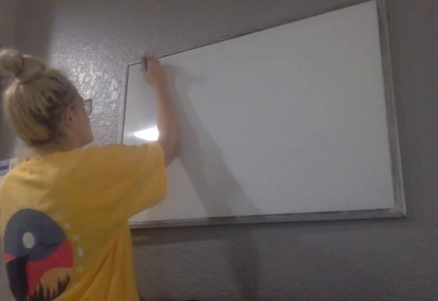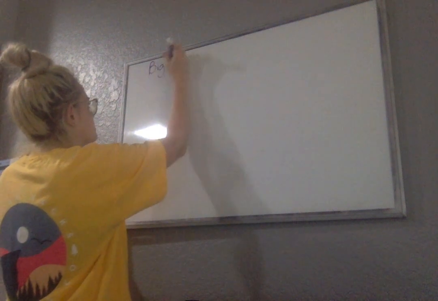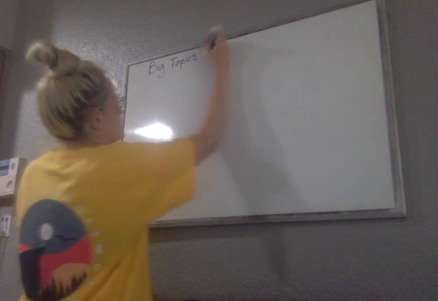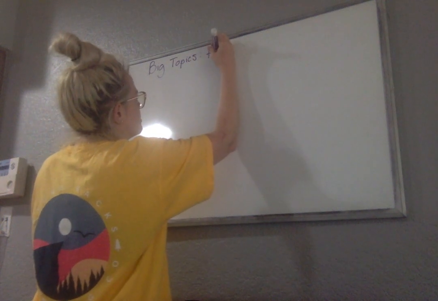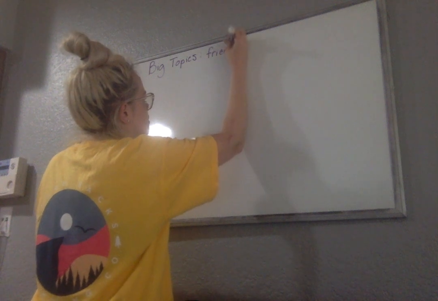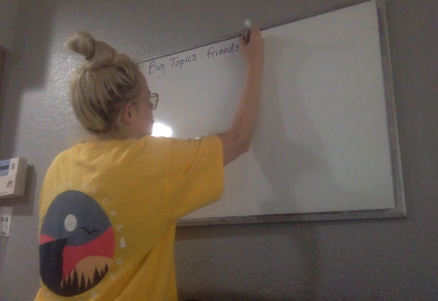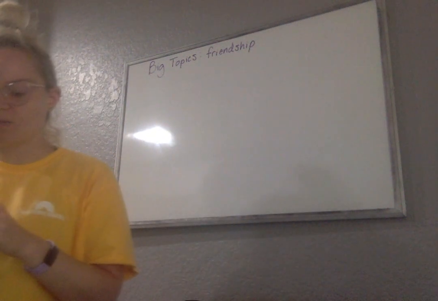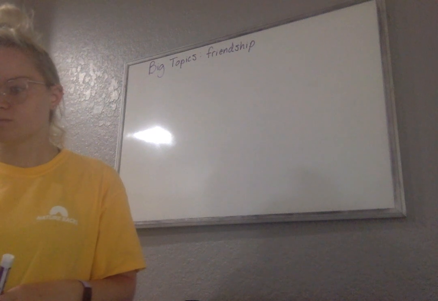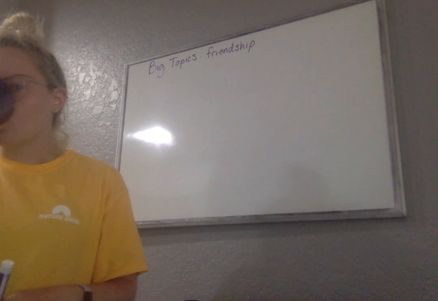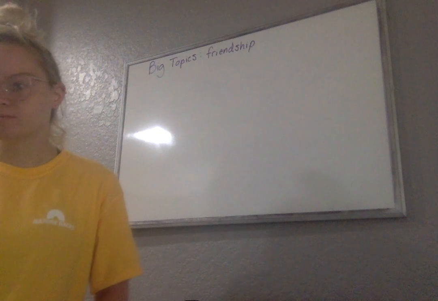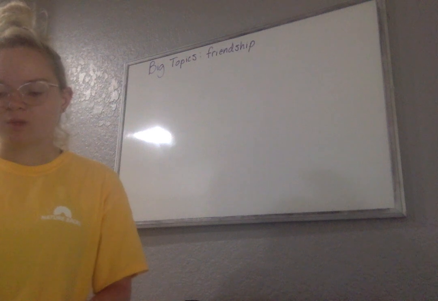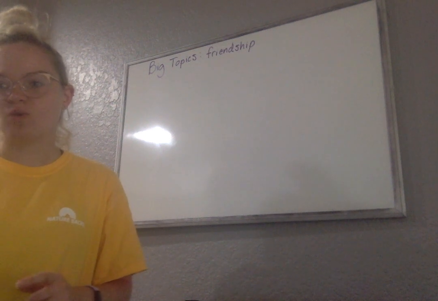So right here at the top, I'm just going to write my big topics. And for one of them, I'm going to put friendship, just because we're watching these two friends together throughout this book and what happens with them. So that's the first thing I'm going to have written down, okay?